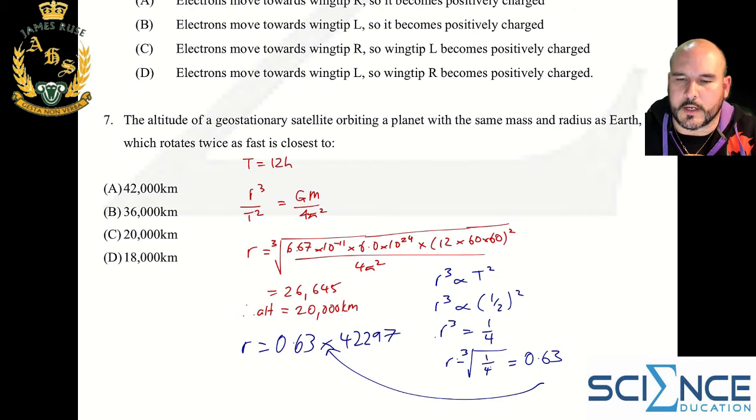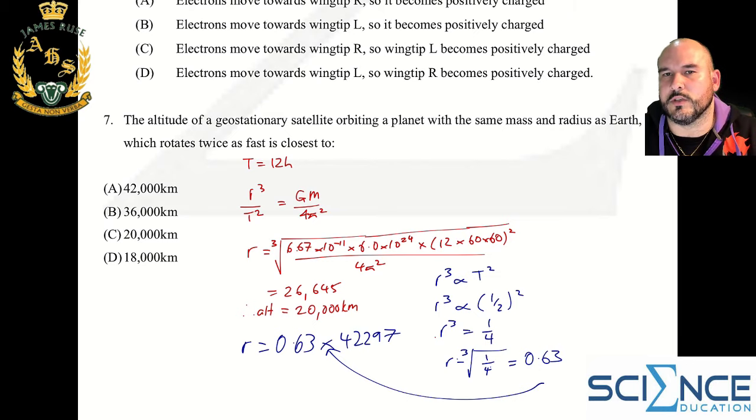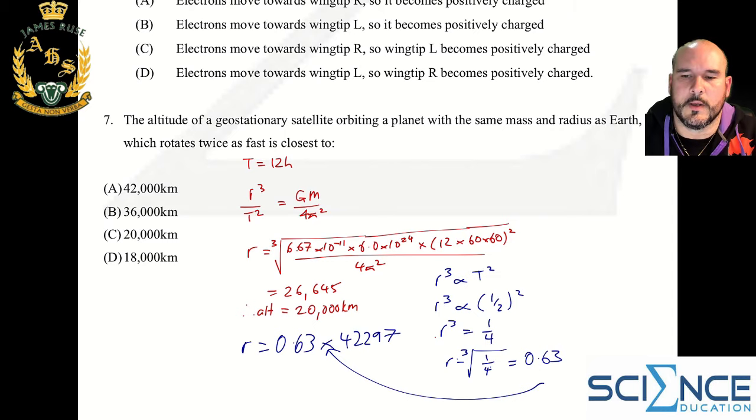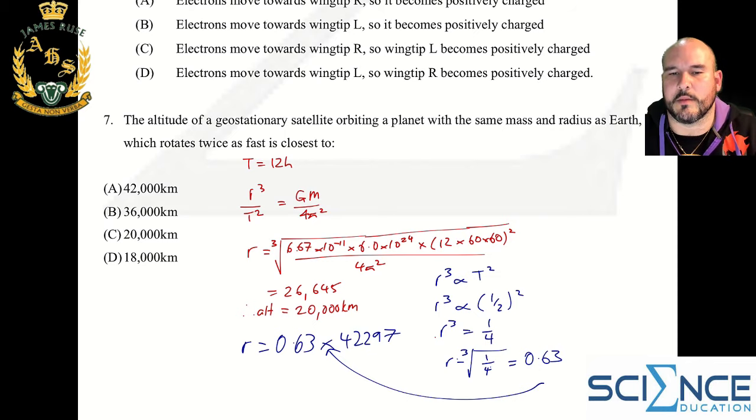Now in the blue writing, basically what we've done there is we're using proportionality, and you can really only use this if you know the orbital radius of a geostationary satellite above the Earth. I've been teaching this for a while, so I remember numbers, and a number I remember is around about 42297. That is the orbital radius of a geostationary satellite above Earth. So in that blue writing, because GM on 4 pi squared is all constant, because the mass of this mysterious planet is the same as Earth, then r cubed is proportional to T squared.